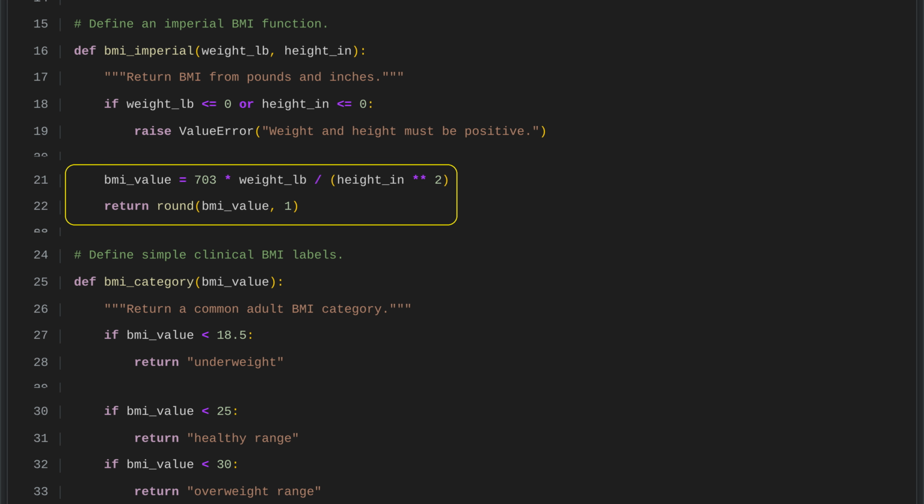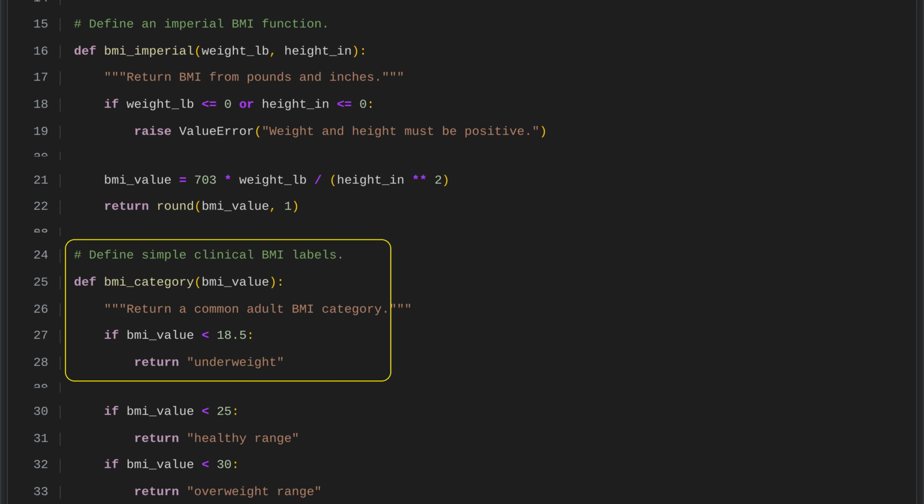The result is a clear standardized BMI value. The BMI category function classifies an adult BMI value. If the BMI is below 18.5, it returns underweight, meaning the value is below the healthy range.